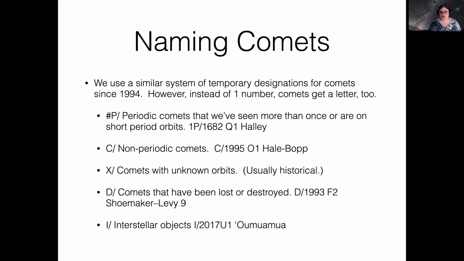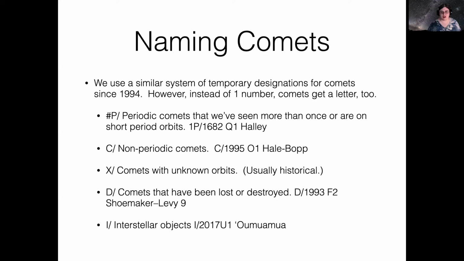X is for historical comets that we don't have a good orbit for, so even if they did come back, we wouldn't find them. D is for comets that are lost or destroyed. For instance, D/1993 F2 Shoemaker-Levy 9 crashed into Jupiter. But you can also have comets that break apart.